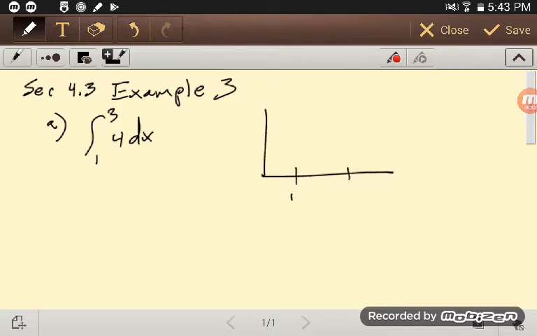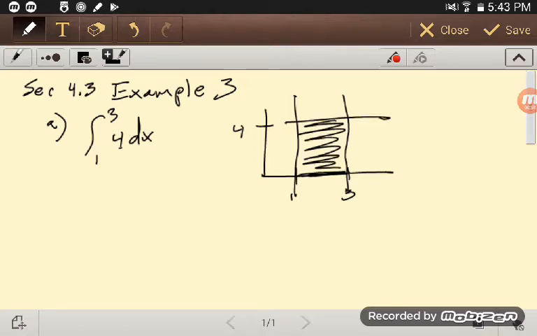here's 1, here's 3. So we've got the area bounded by the x-axis, these two vertical lines, and then our function, f of x, is the constant 4. And so it's that area, but that's a rectangle. And that's a rectangle of width 2 and height 4. And so this definite integral is equal to 8, 4 times 2.